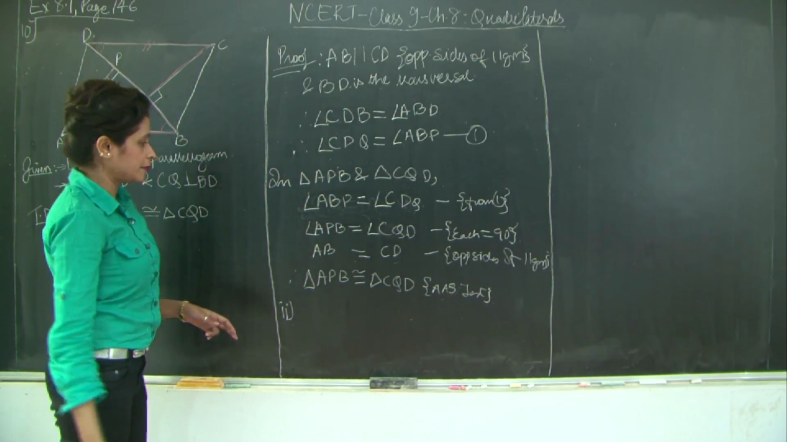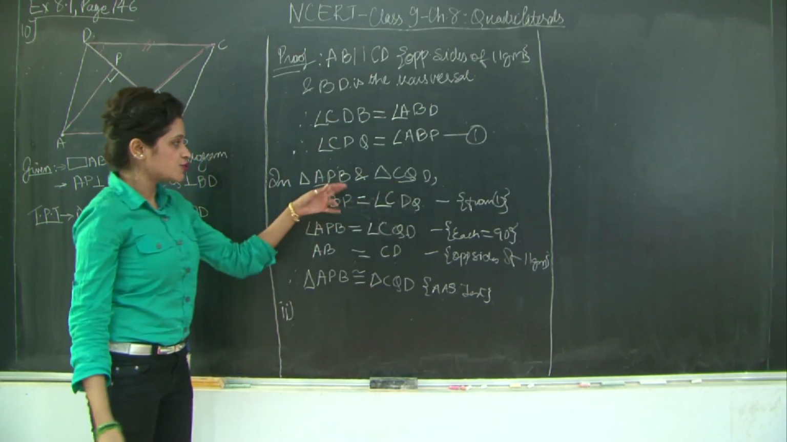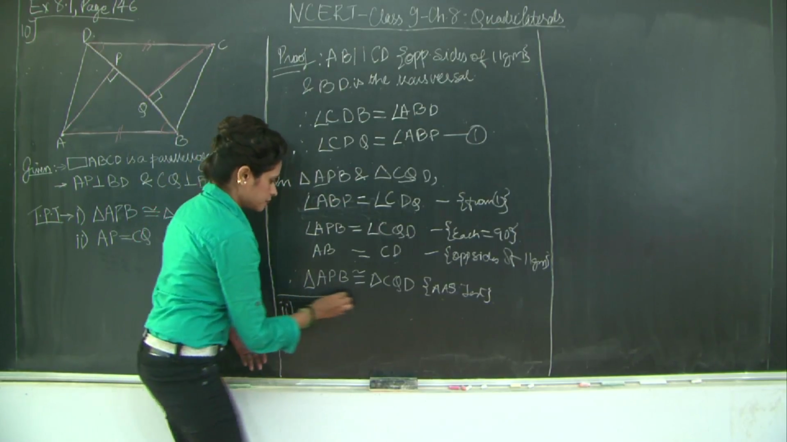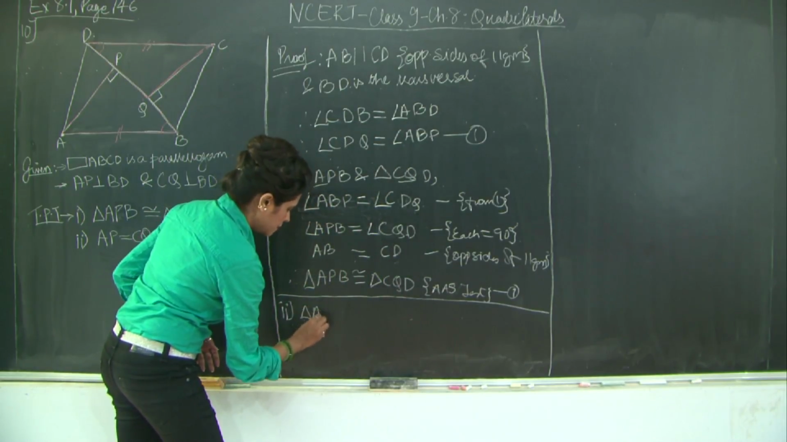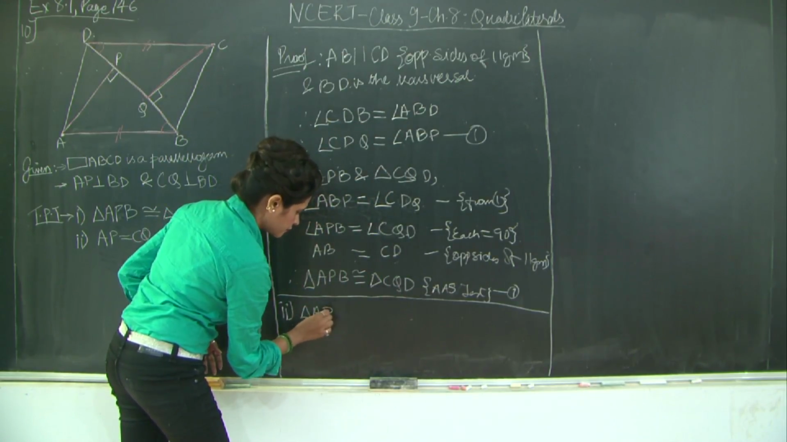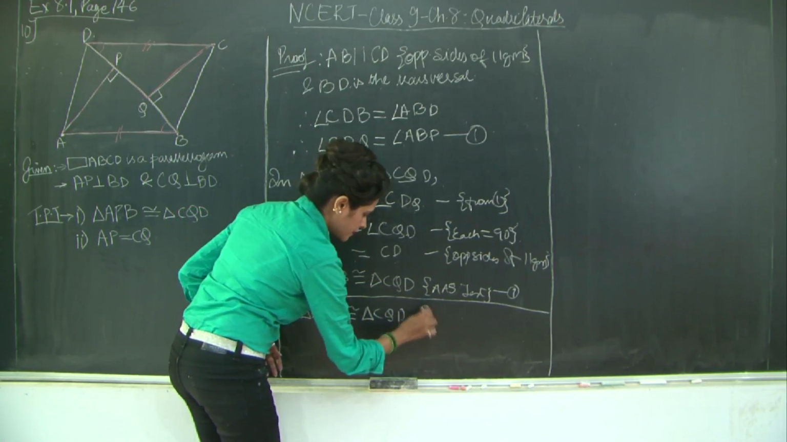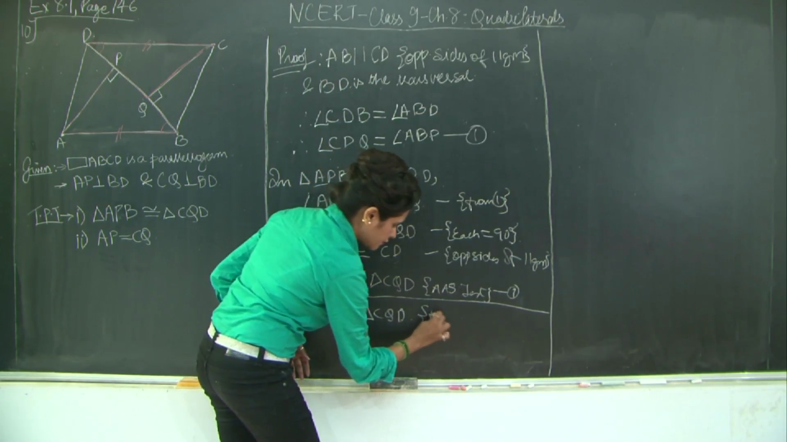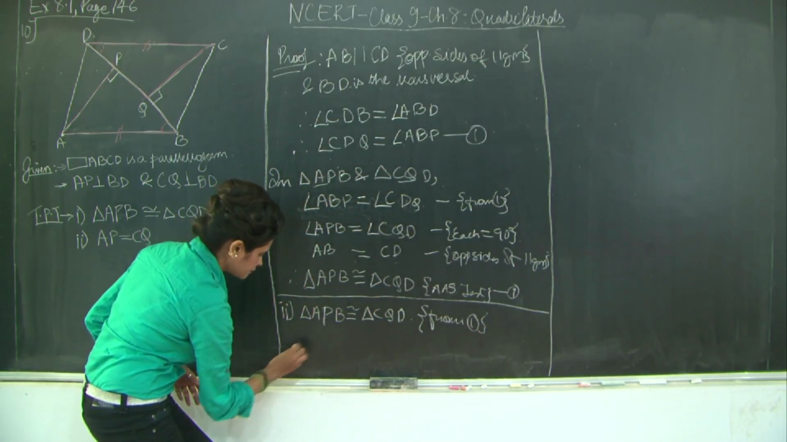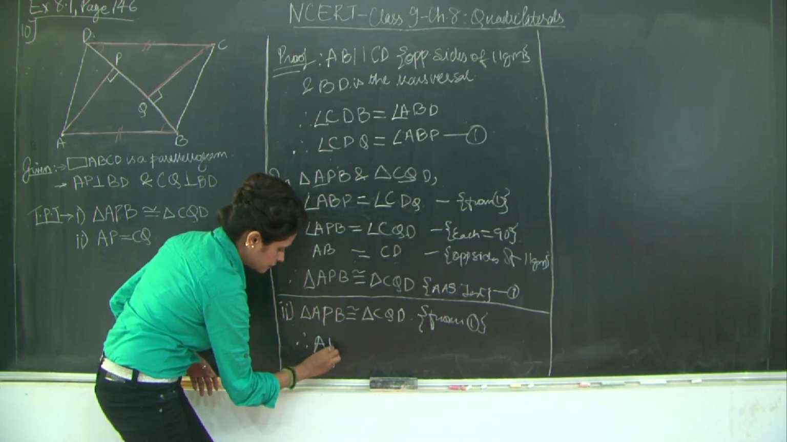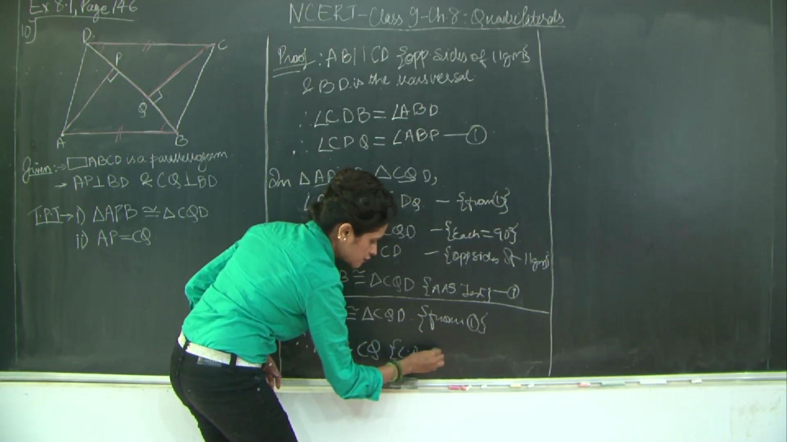Now, I will prove my second part. So, we need to prove that AP is equal to CQ. AP and CQ are part of my two triangles that I just proved congruent. So, I will say, let us mark this as 1. I will say triangle APB is congruent to triangle CQD from 1. Therefore, AP is equal to CQ by corresponding pair of congruent triangles.